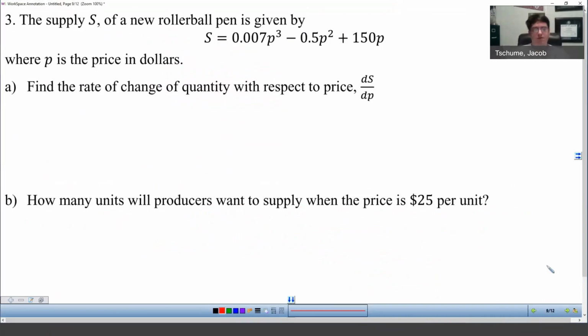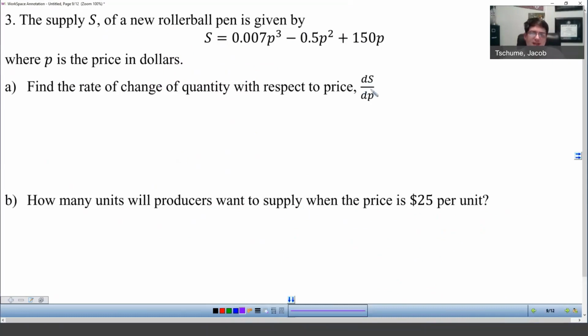All right, number 3, another multi-part question. The supply S of a new rollerball pin is given by S equals 0.007 P cubed minus 0.5 P squared plus 150 P, where P is just the price in dollars. Part A says, find the rate of change of quantity with respect to price.